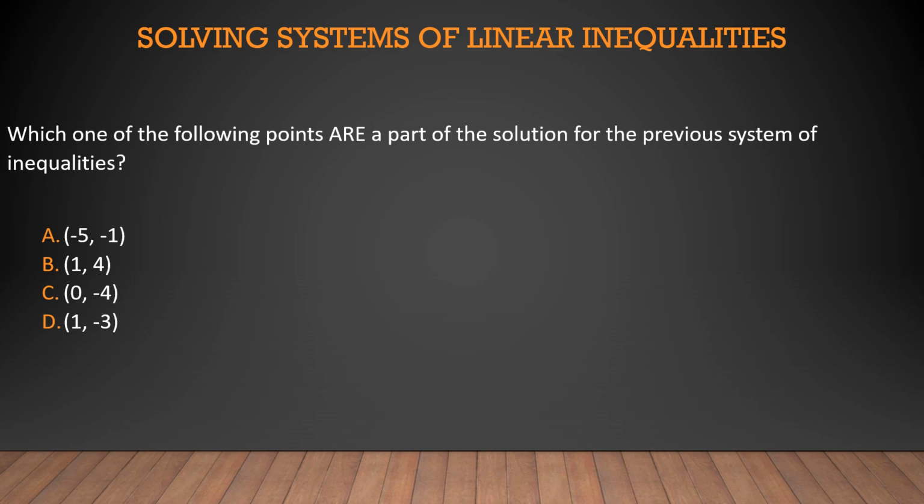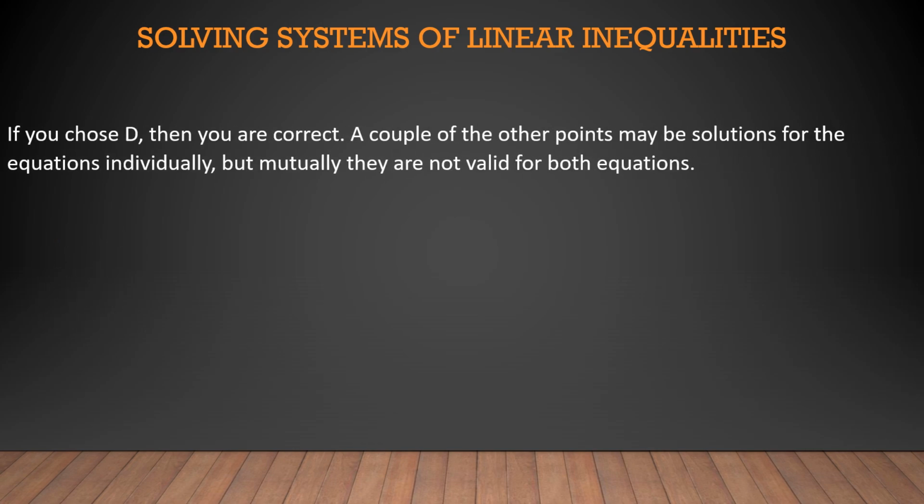Example 2. Which one of the following points are a part of the solution for the previous system of inequalities? A, -5, -1, B, 1, 4, C, 0, -4, D, 1, -3. If you chose D, then you are correct. A couple of the other points may be solutions for the equations individually, but mutually, they are not valid for both equations. To do a quick check, let's substitute the x and y values and evaluate to see if we end up with true statements.